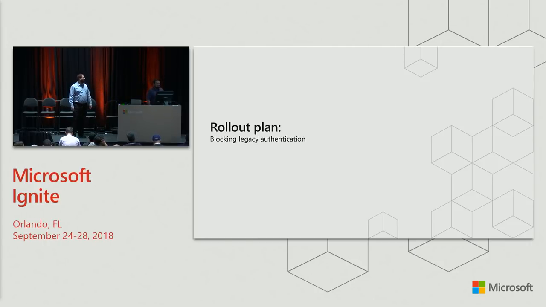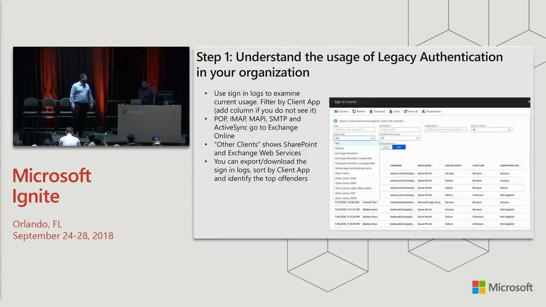So the first thing we're going to do is quickly switch over to an actual live tenant to show you how to search for legacy auth. So the tactic is basically, how many of you know you're using legacy auth right now? For a fact. How many of you know you're not using legacy auth for a fact? See, most of you are uncertain. There you go. So this is for you.